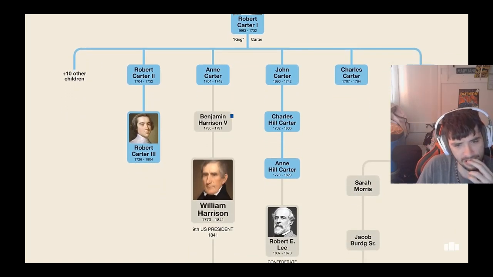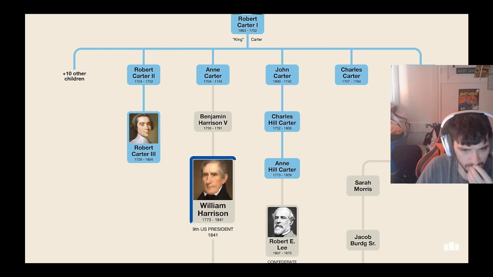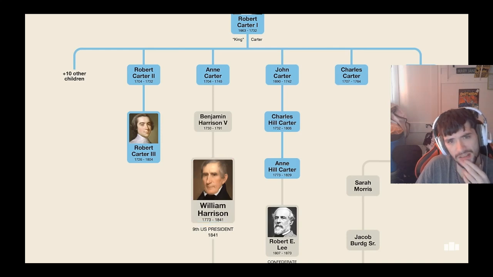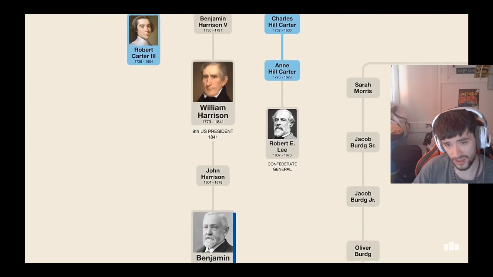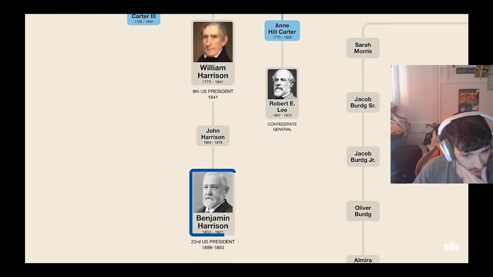Her son, Benjamin Harrison V, was one of the signers of the U.S. Declaration of Independence, and then his son, William, ended up becoming the 9th President of the United States. But that's not all. There was a second Harrison president as well, William's grandson, Benjamin, who became the 23rd U.S. president.